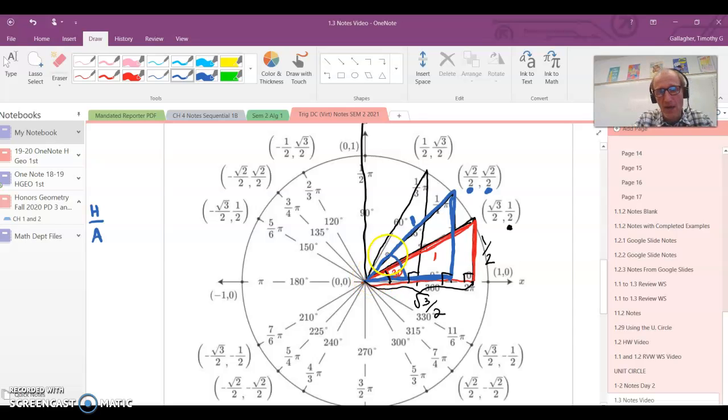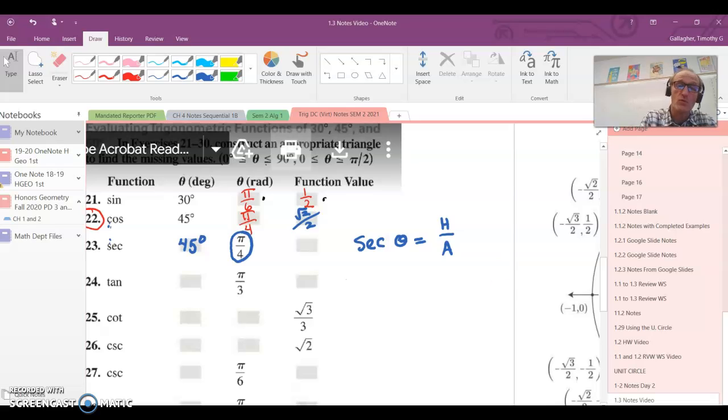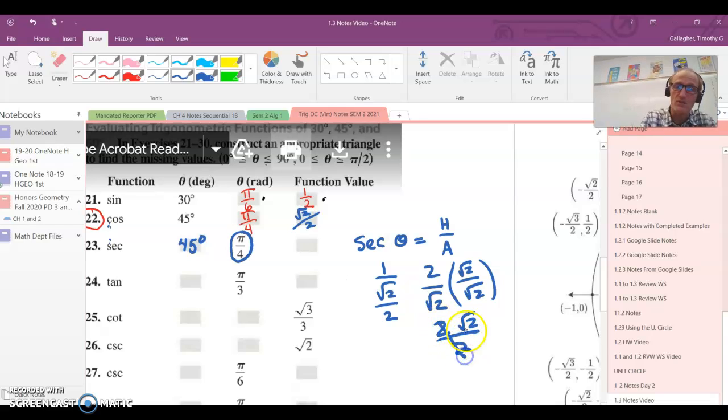So the hypotenuse is 1, and the adjacent side is the square root of 2 over 2. So, well, what's 1 over the square root of 2 over 2? Well, it's 2 over the square root of 2, which has to be fixed. Square root of 2 over 2. So 2 square root of 2 over 2. Now the 2's cancel and we end up with square root of 2.